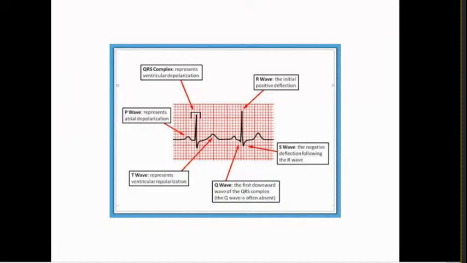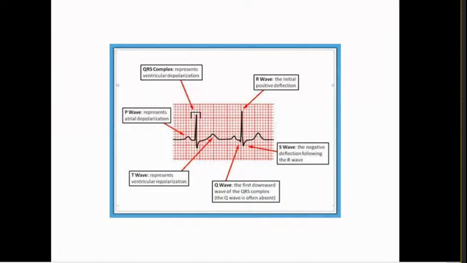I'm just going to explain this image. What does the P wave mean? It represents atrial depolarization. The QRS complex represents ventricular depolarization. Another is the T wave. The T wave represents the ventricular repolarization. First is the depolarization, second is the repolarization. That is the T wave.